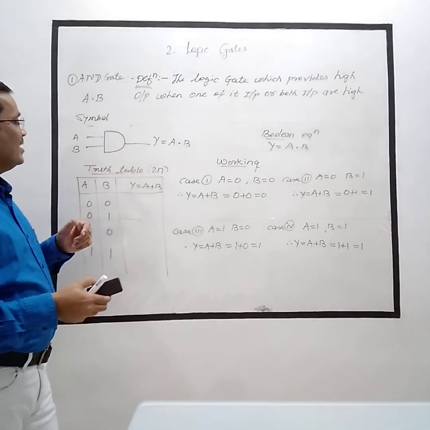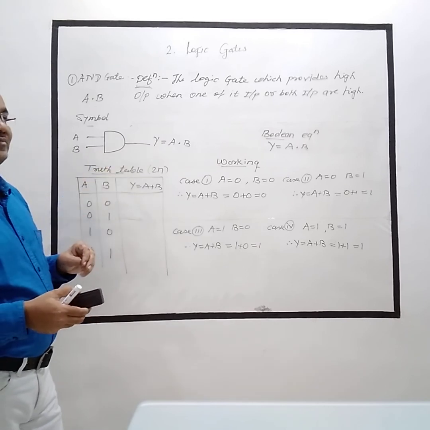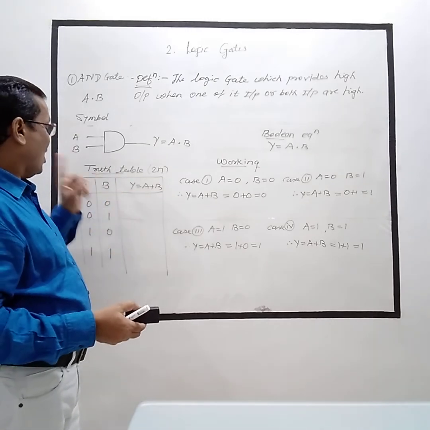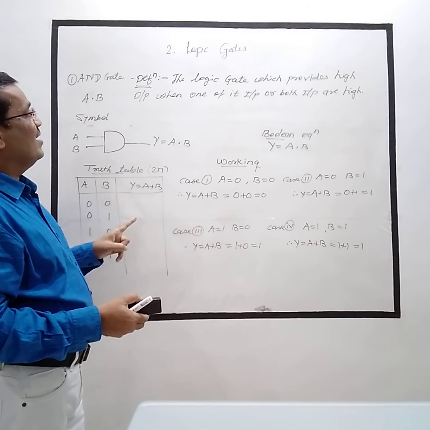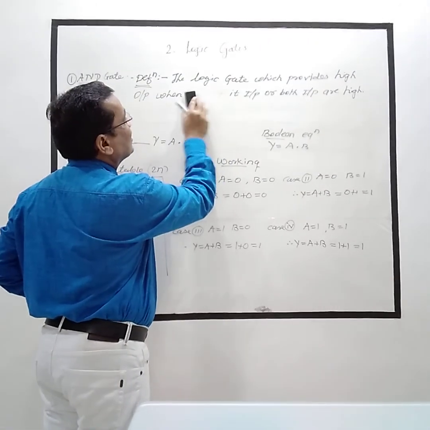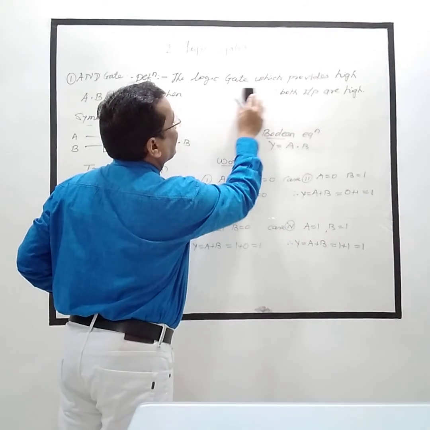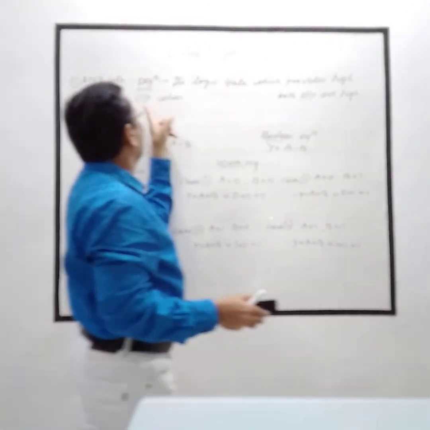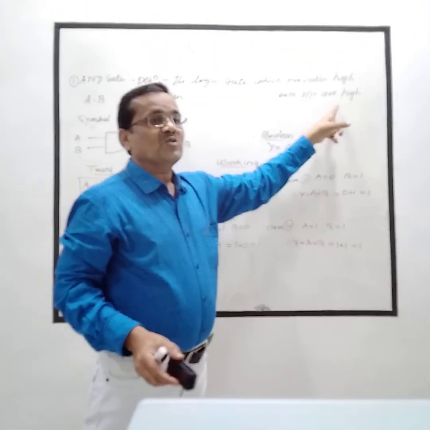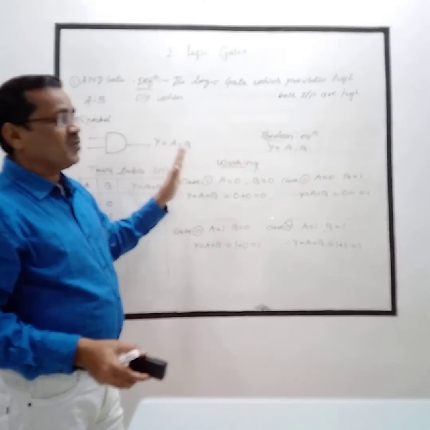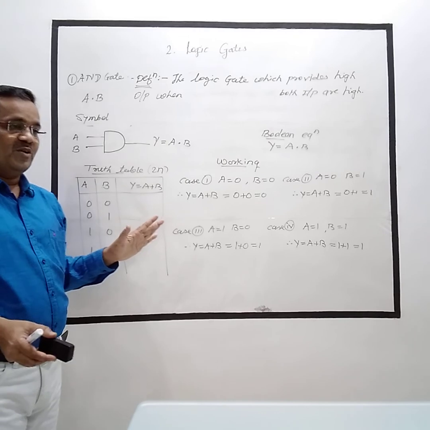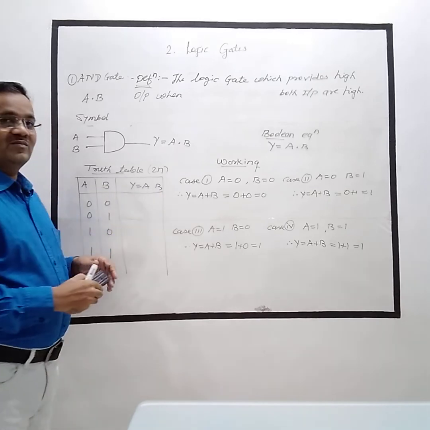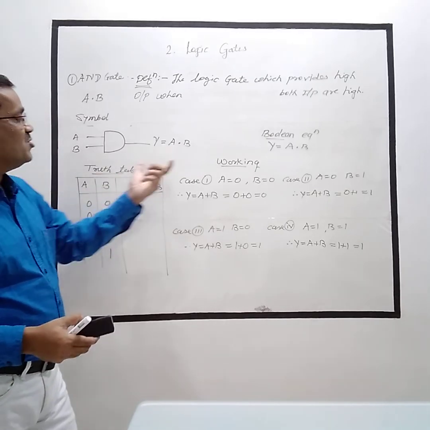Now how do we define the AND gate? It is a logic gate which provides a high output only when both the inputs are high. Otherwise, for all other combinations, the output of this AND gate will be low. That will be discussed by using working.